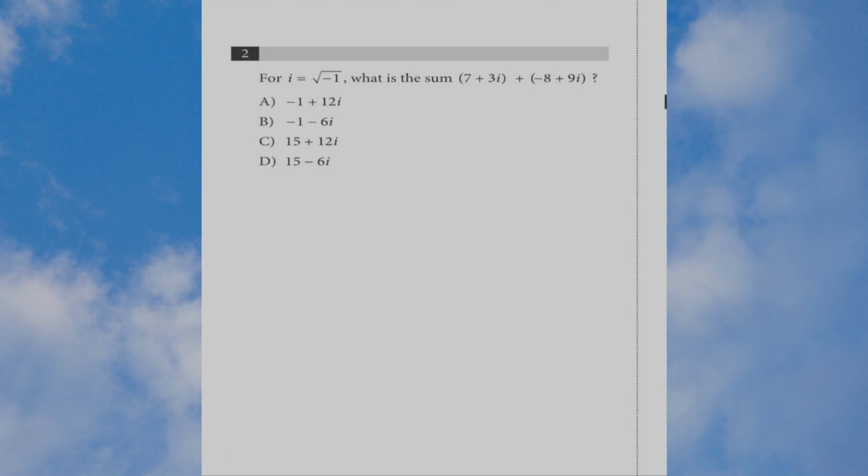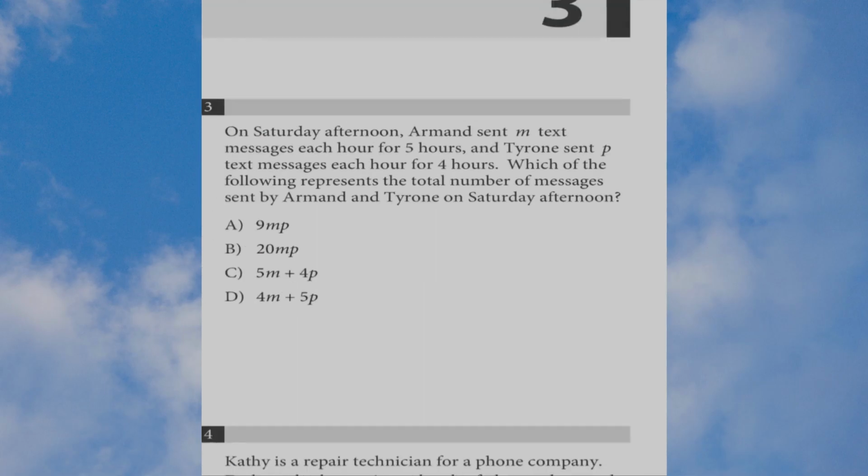Here for question 2, we see that i is equal to the square root of negative 1. So then we just sum these two values, 7 plus 3i plus negative 8 plus 9i. This simply, we just combine the 7 and negative 8, get negative 1, and then combine the 3i and 9i, and you get 12i. And that would be A.